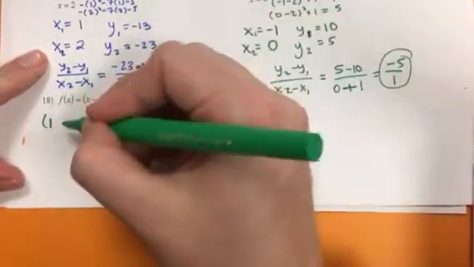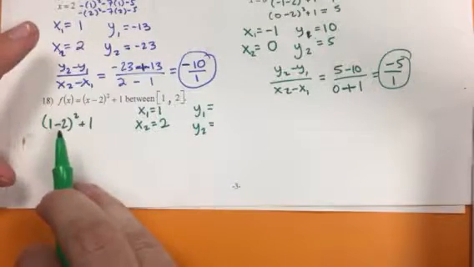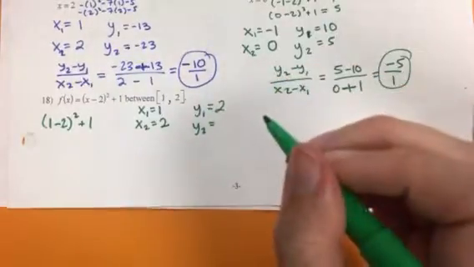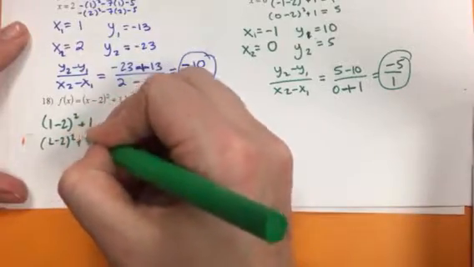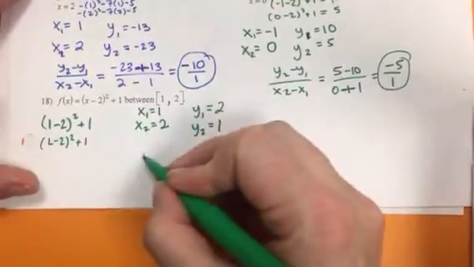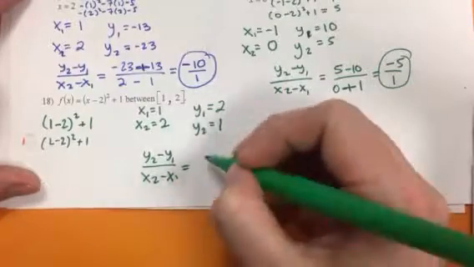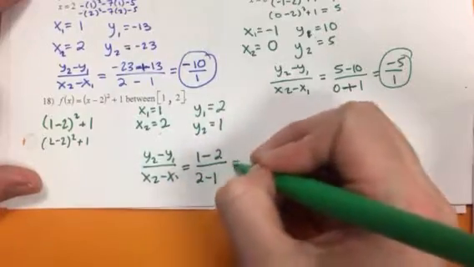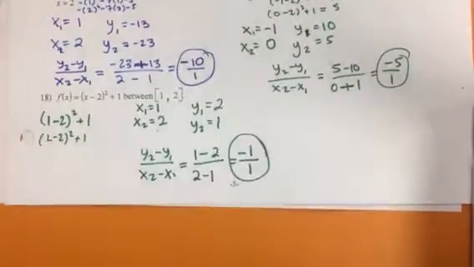So 1 minus 2 squared plus 1. 1 minus 2 is negative 1. Negative 1 squared becomes a positive 1. 1 plus 1 is 2. Plug in a 2. 2 minus 2 is 0. 0 squared is 0 plus 1 is 1. y2 minus y1 over x2 minus x1 is equal to 1 minus 2 over 2 minus 1. Negative 1 over 1. There's our rate of change.